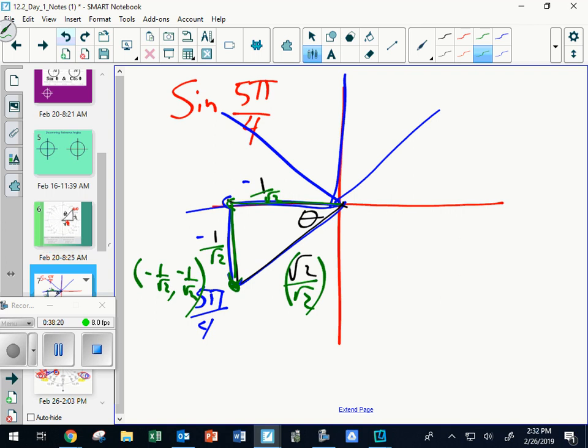Yeah, that happens. Sine of 5 pi over 4 is the same as cosine of 5 pi over 4, which is not the same as the tangent. The tangent is this over this, which when you divide anything by itself, it's just 1. So the tangent of 5 pi over 4 is just 1.